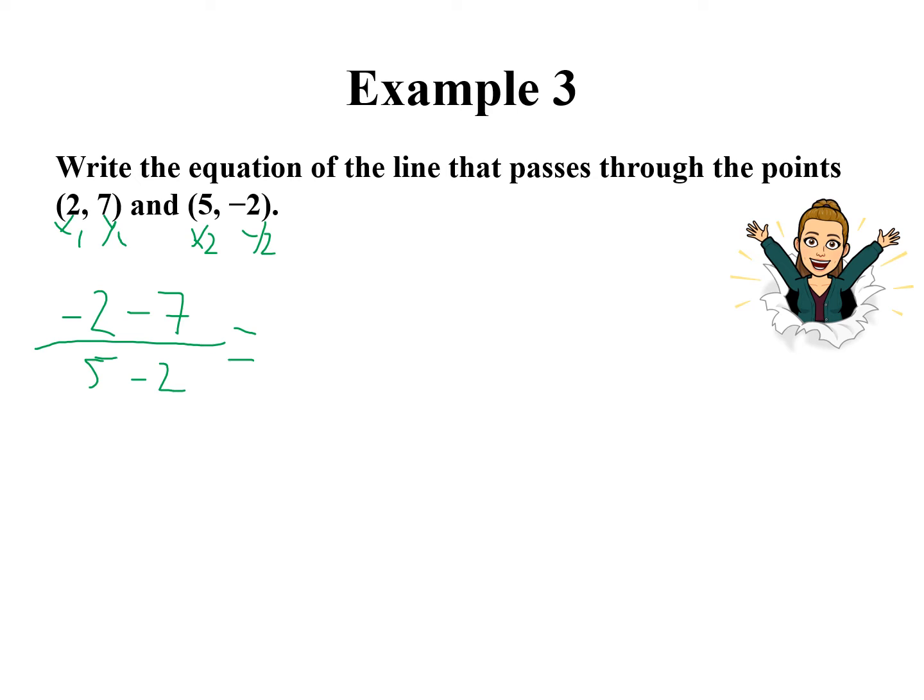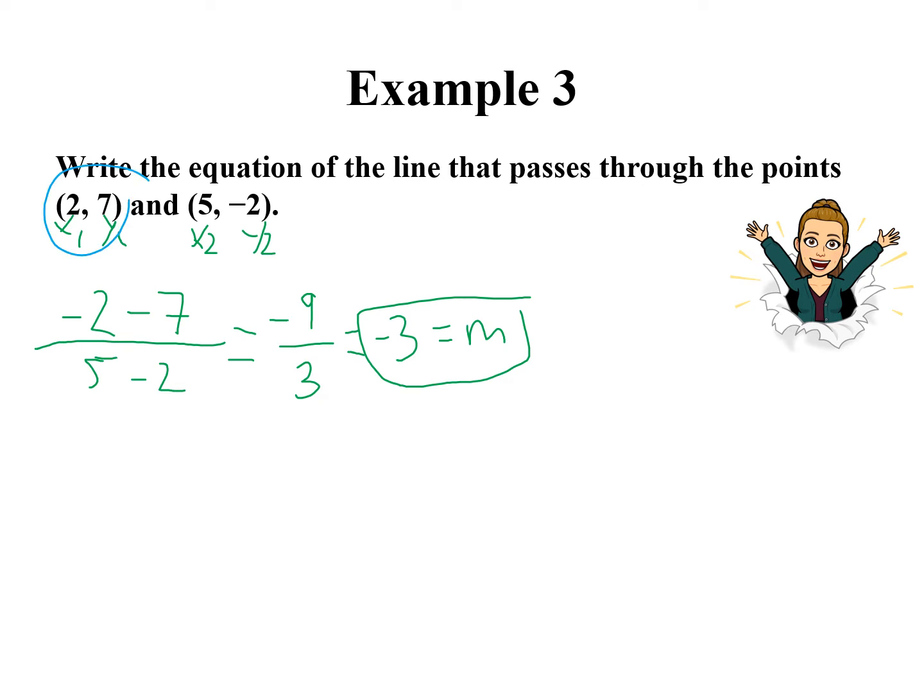Well, negative 2 minus 7 gives me negative 9. 5 minus 2 gives me 3. If I simplify my fraction, negative 9 over 3 is negative 3, which tells me my slope is negative 3. Now I have to use my slope and one point to find my b value. It doesn't matter which point I choose. I should get the same answer either way.